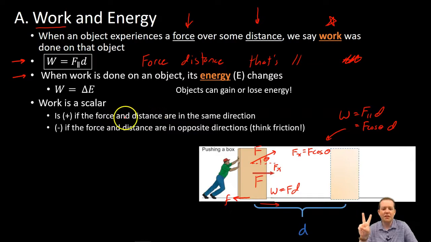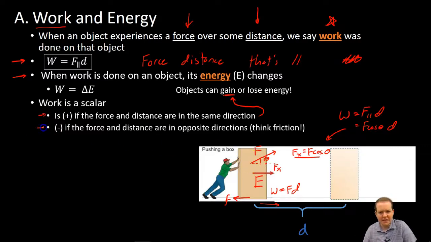Okay? If the force and the distance are in the same direction, we'll say that work is positive. And we do that because if the work is positive, that's like the object is gaining energy. Let's go back to this example. I'm pushing on the box. Well, that force was in the same direction as the displacement, whether it was this version or this version. That's parallel, in the same direction. That's a positive force or positive work by this convention. And the box gained energy.